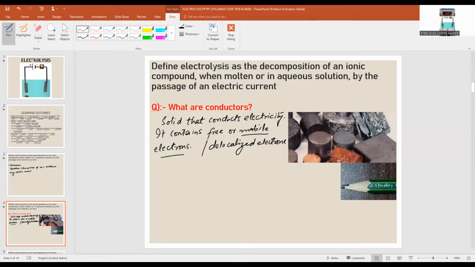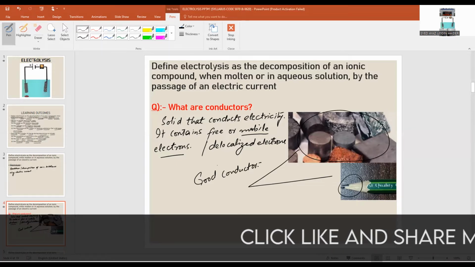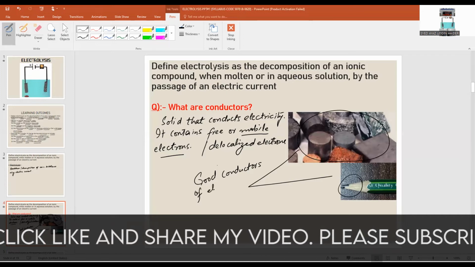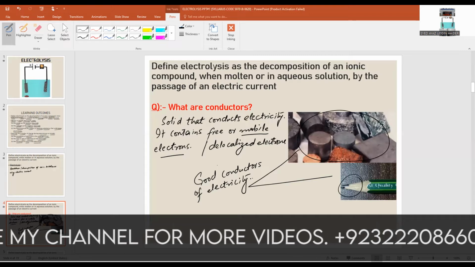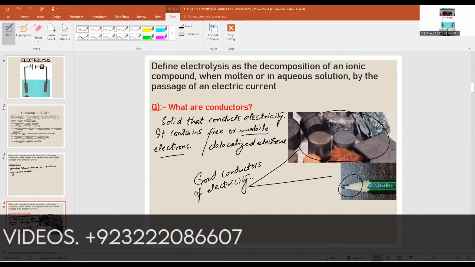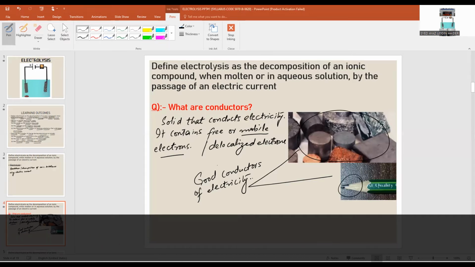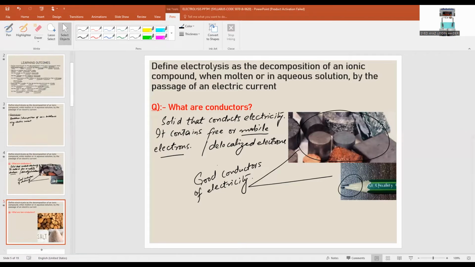See these diagrams. These are the diagrams of metals. This is graphite in pencil. They all are good conductors of electricity, because of mobile or free electrons.